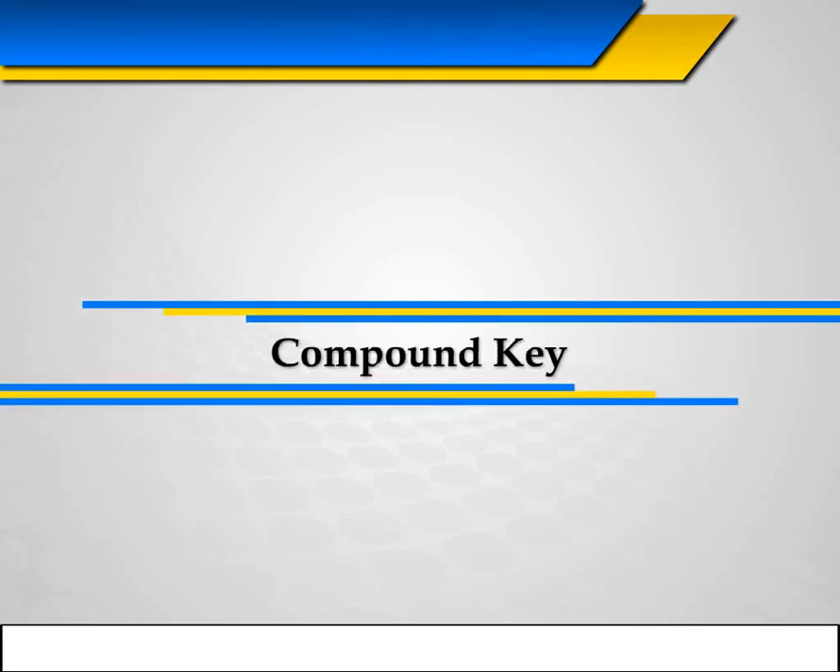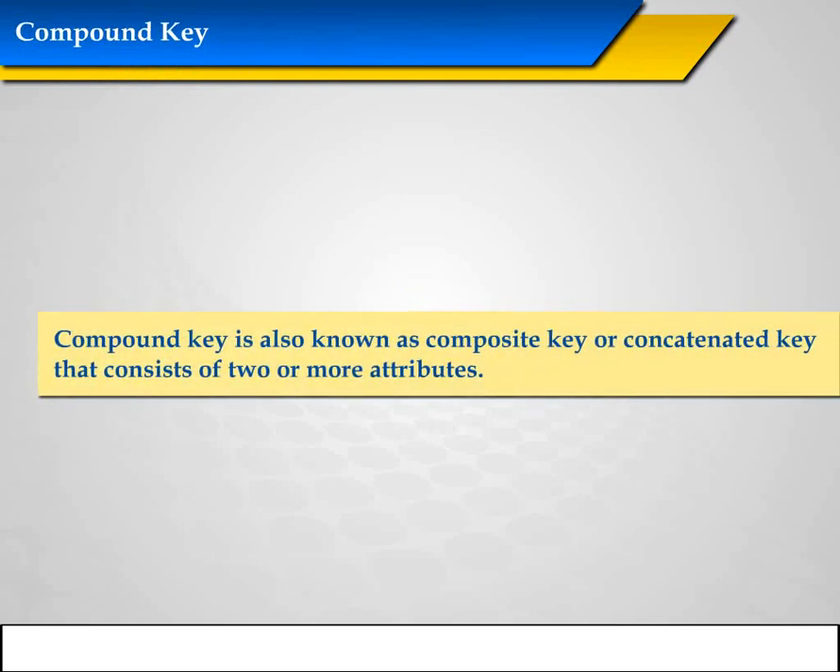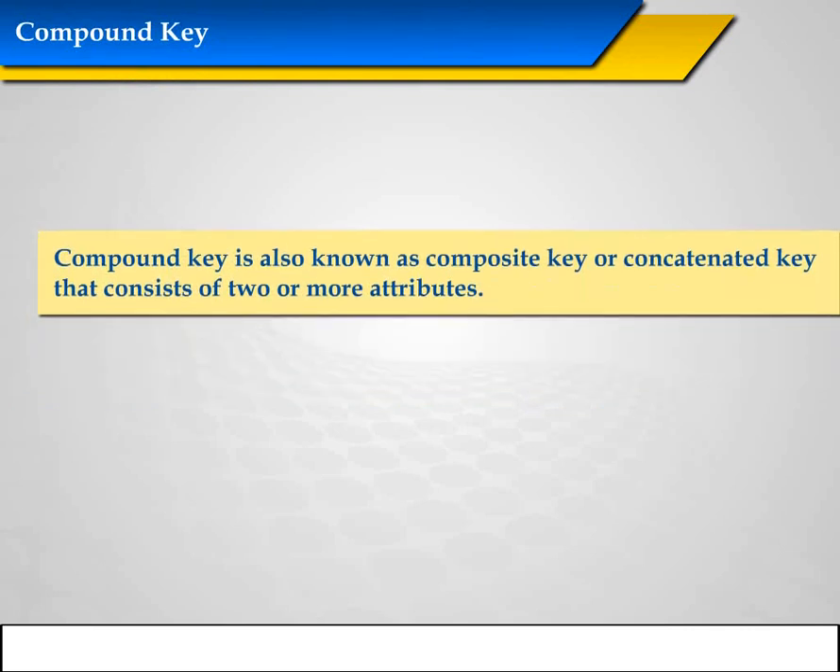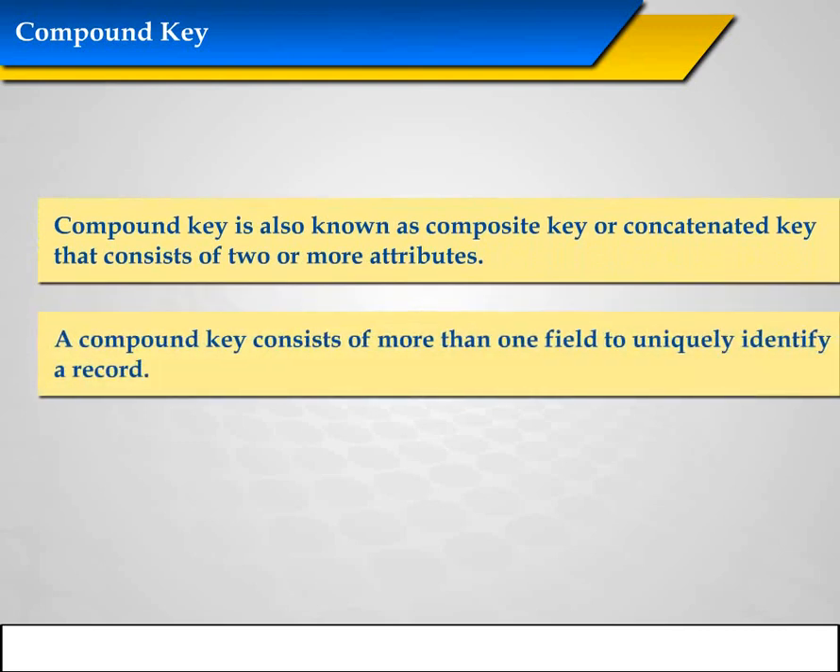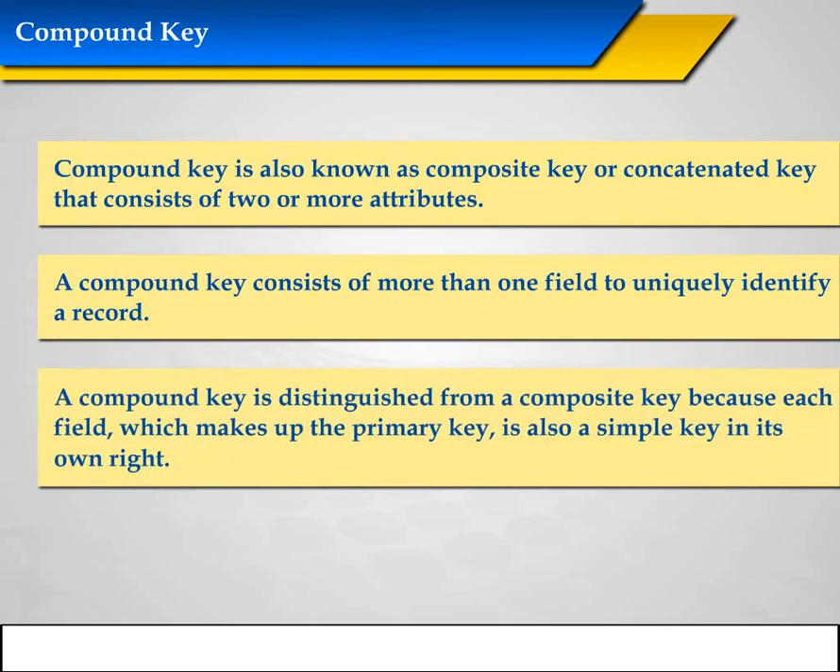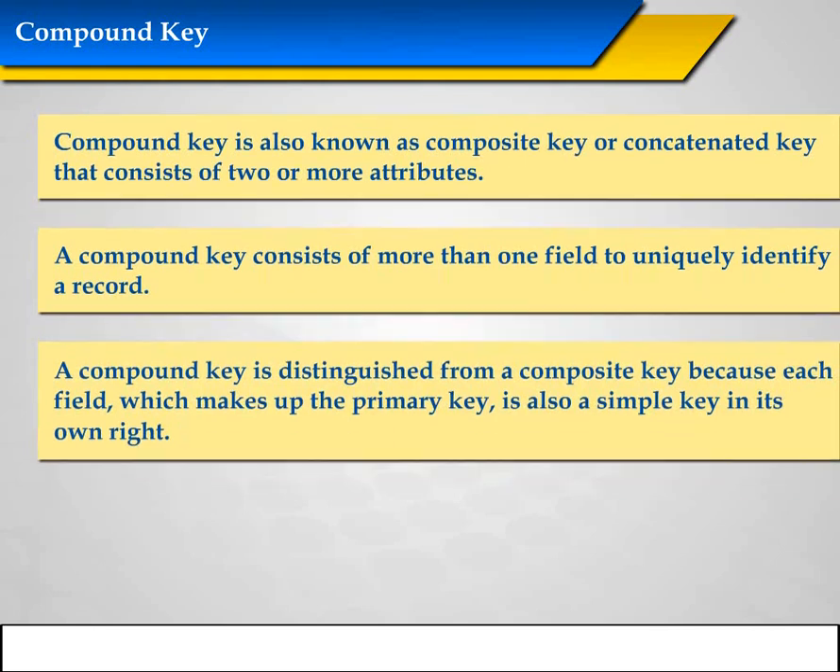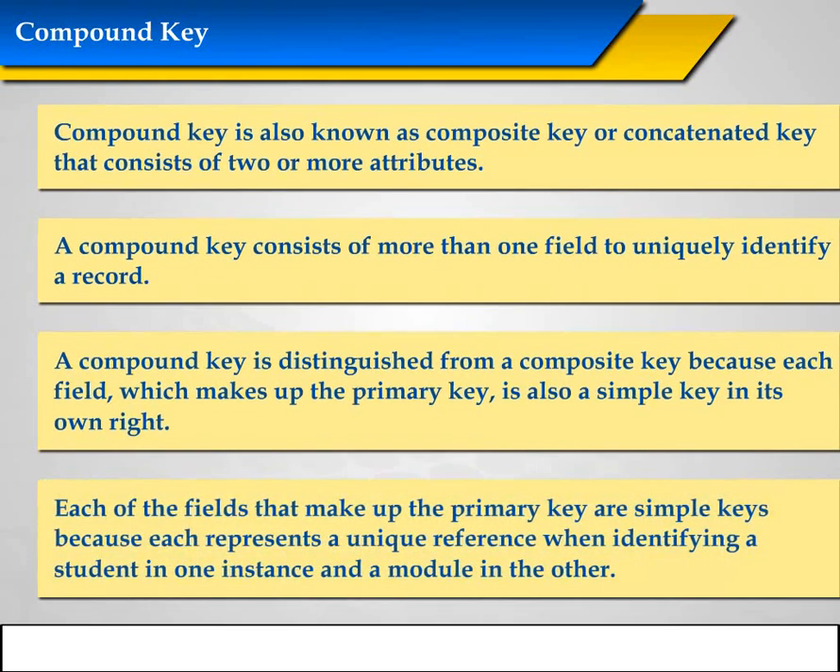Compound key. Compound key is also known as composite key or concatenated key that consists of two or more attributes. A compound key consists of more than one field to uniquely identify a record. A compound key is distinguished from a composite key because each field which makes up the primary key is also a simple key in its own right. Each of the fields that make up the primary key are simple keys because each represents a unique reference when identifying a student in one instance and a module in the other.